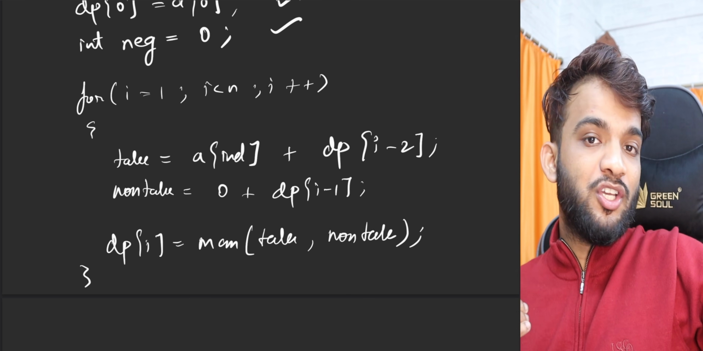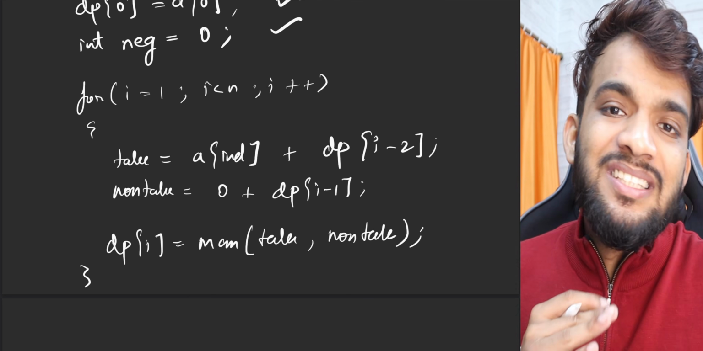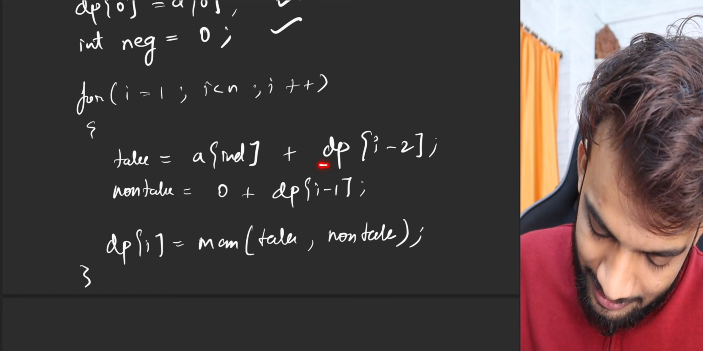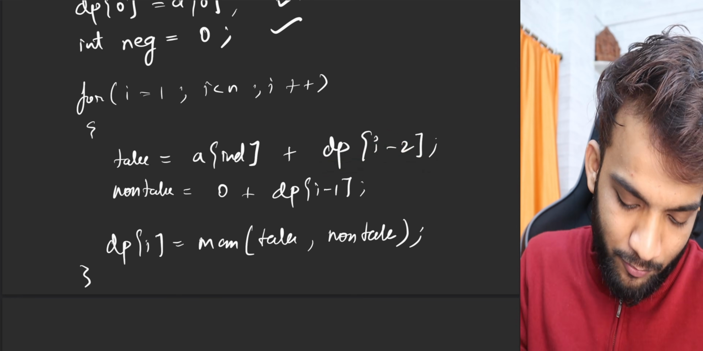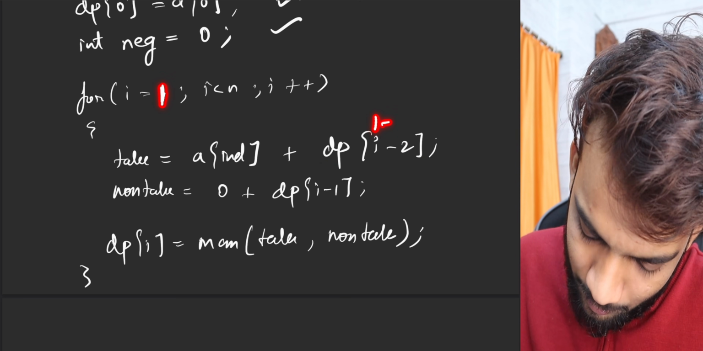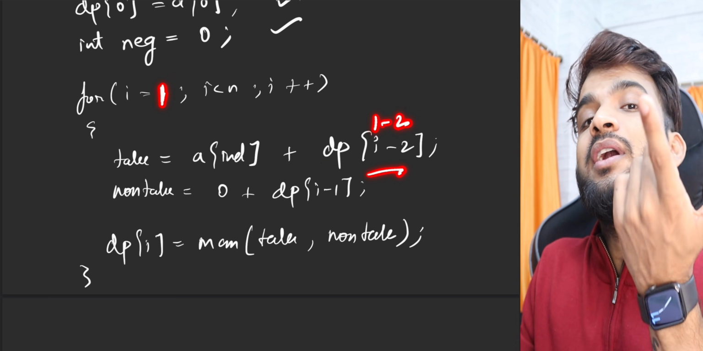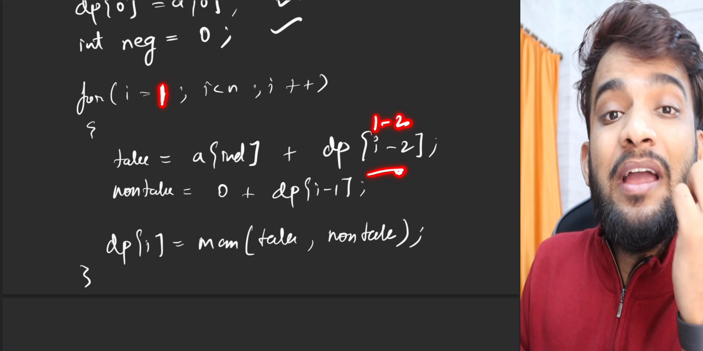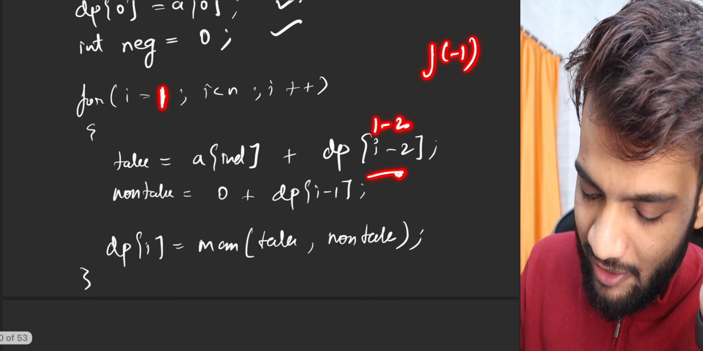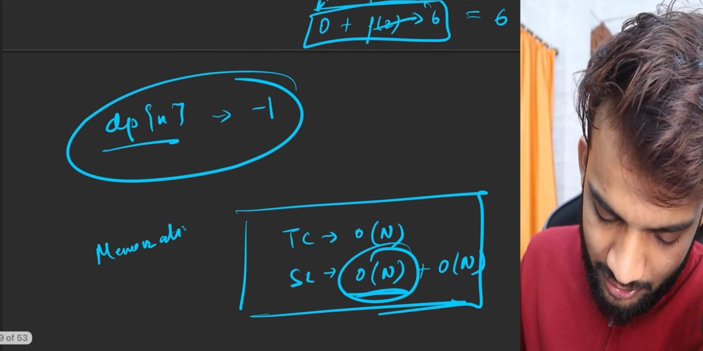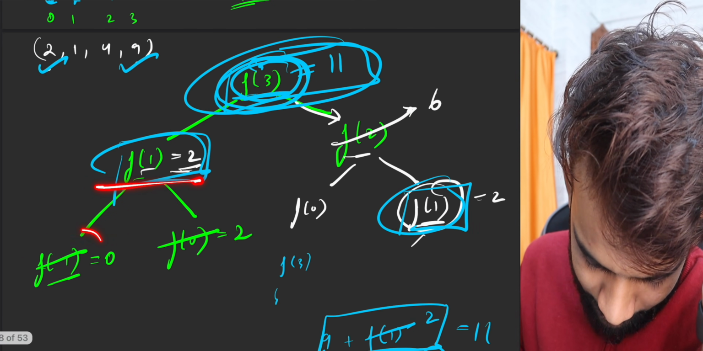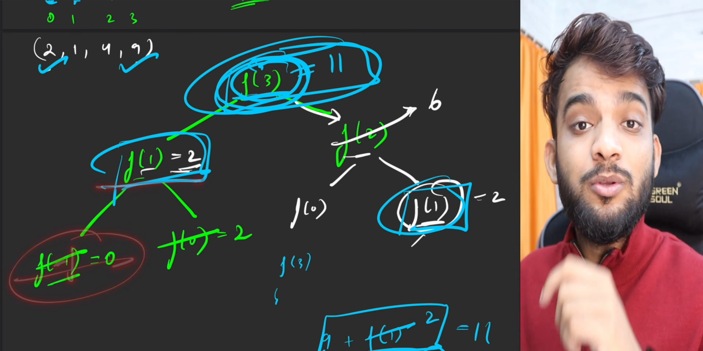Now I see an edge case. What is the edge case? The edge case states that dp of I minus 2, for example, whenever I is 1, so 1 minus 2, will go to a negative index. And you remember there was a case of f of minus 1 in the recursion tree. If I take you slowly, there was a case of f of minus 1 over here, right? So that case will be encountered.